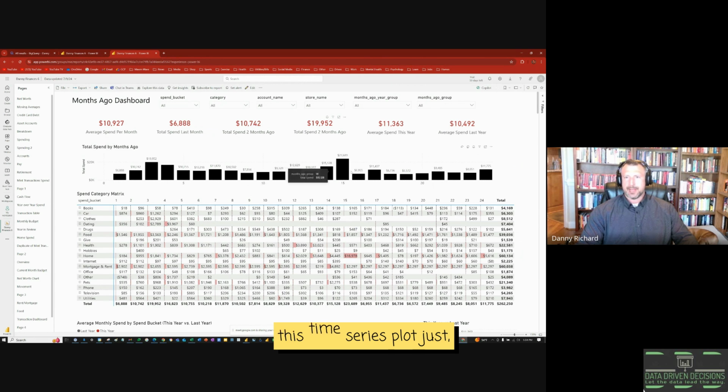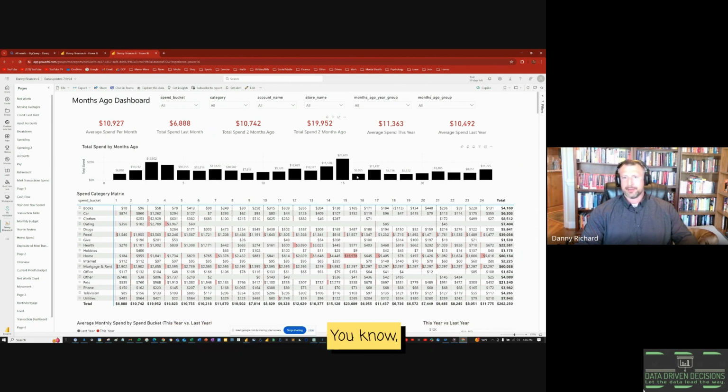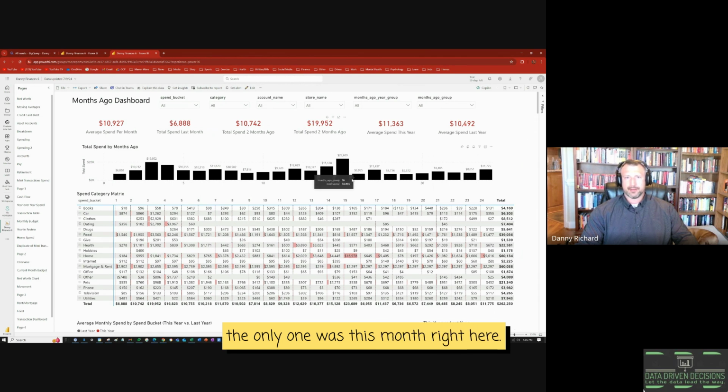Looking at this time series plot, just to brag a little bit, in the past 30 days, I've only spent $6,888. That's way down. Look at all the other months. I mean, that's one of the lowest months of all months over the two years. The only one was this month right here. So really a great month for me.